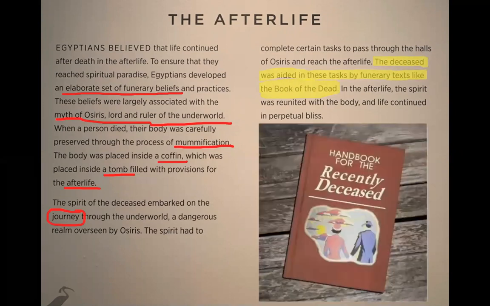So the function, it kind of reminds me of like the handbook for the recently deceased from Beetlejuice. That's not a real thing. Don't write that in your notes.